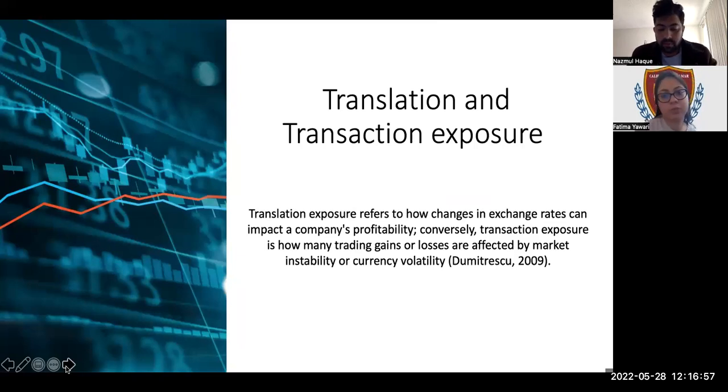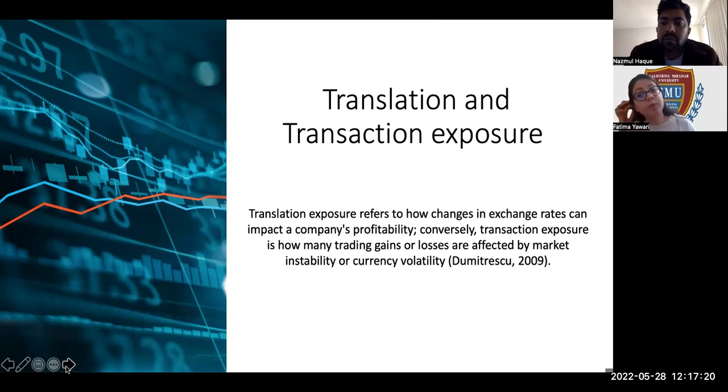The first question is what is translation exposure and transaction exposure, and what is the difference between the both? Let me tell you in a very simple way. Translation exposure is when there is a change in the exchange rate. That's when the company gets impacted.